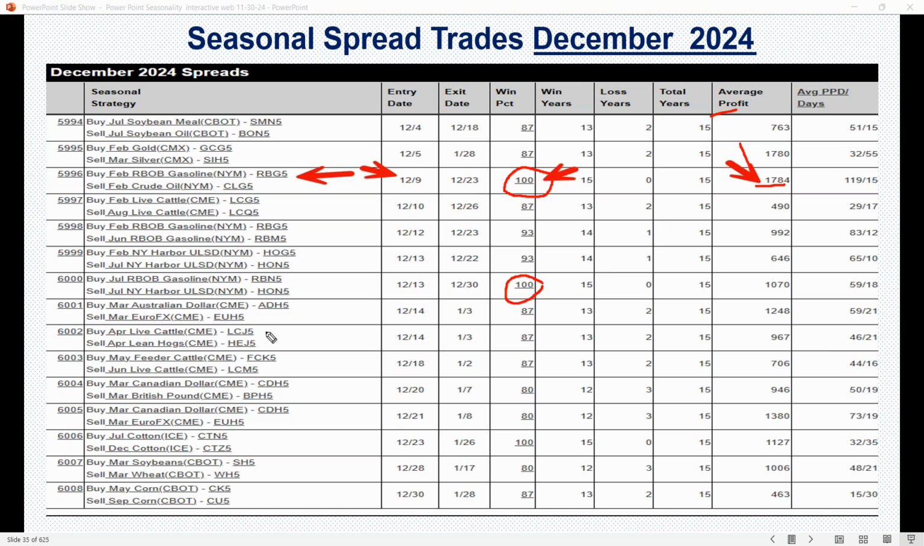Here's live cattle. Cattle's a really good one. Here's live cattle versus lean hogs. Just a lot of different things that you can use to spread. Here's cotton, soybean meal. There are certain things here that you might be interested in, other things you have no interest in, but it gives you a wide selection of various commodity futures spreads that you can use. So that's one that's coming up in December.